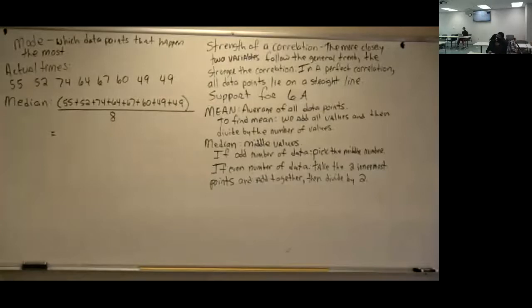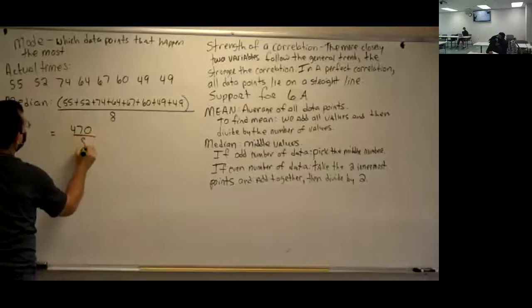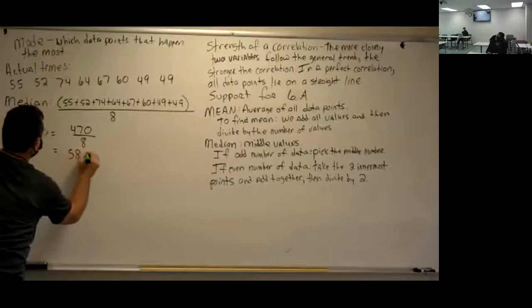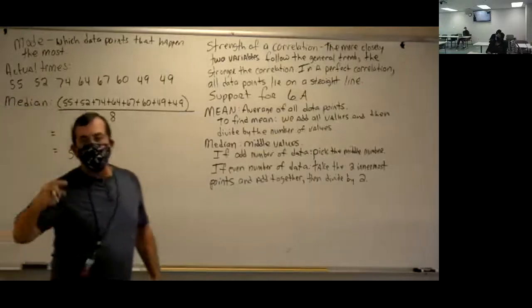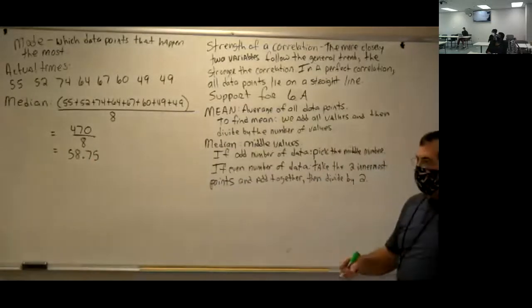55 plus what? 52, 74, 64, 67, what is it, 60, and then 49 plus 49. When you add the top, it's 470. Then we're going to divide that by 8. So I get 58.75. So the average of those 8 times was a time of 58.75. Okay.